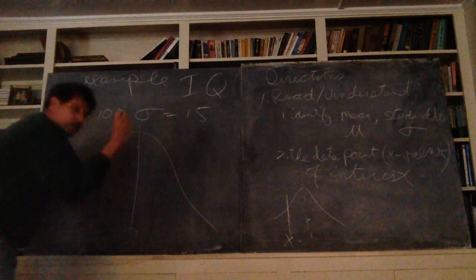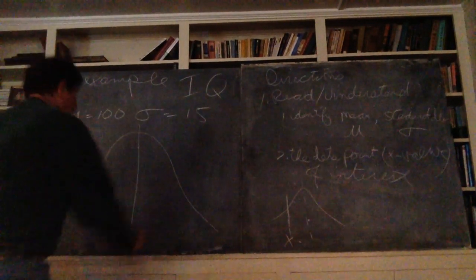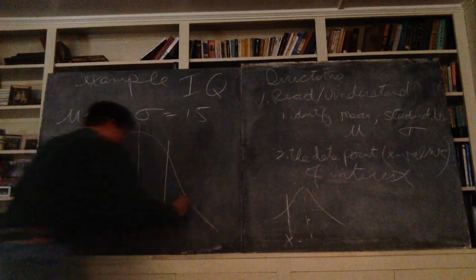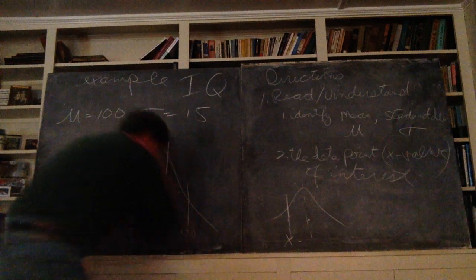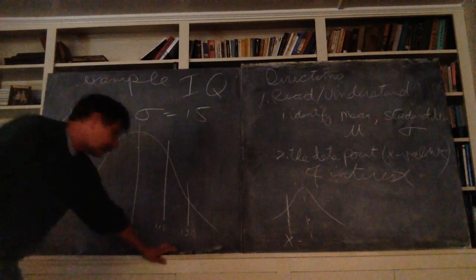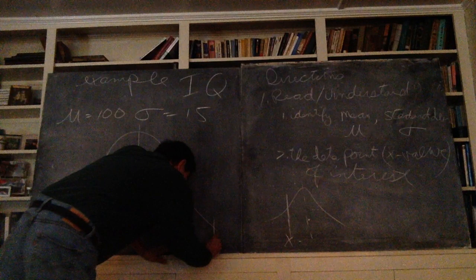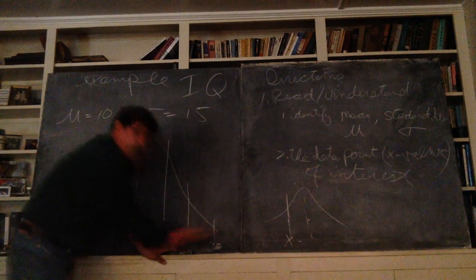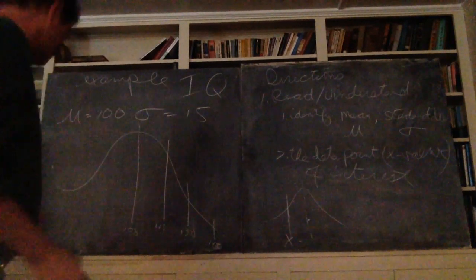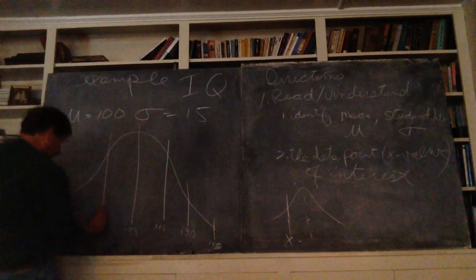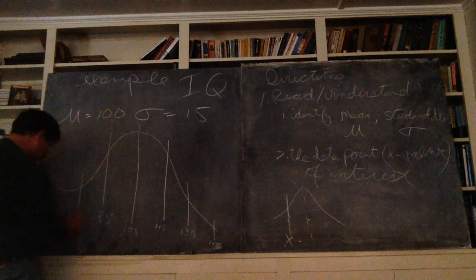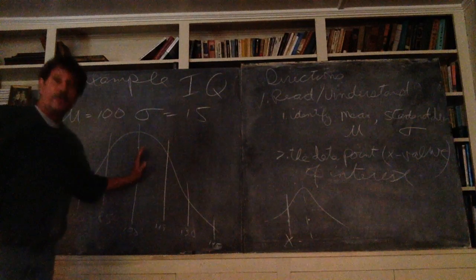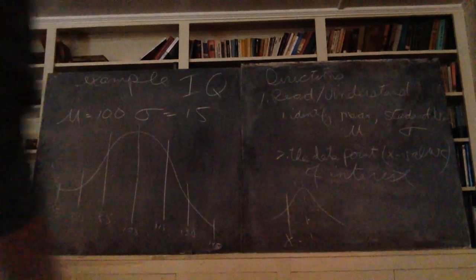So that's 100. Here's 115, that's one standard deviation away. 130, I did two 15s there, that's 2. 145. Notice the population with an IQ greater than 145 is nearly non-existent. And then going the other way is 85, 70, 55. Again, it's symmetric around this mean. So that's what the picture looks like.